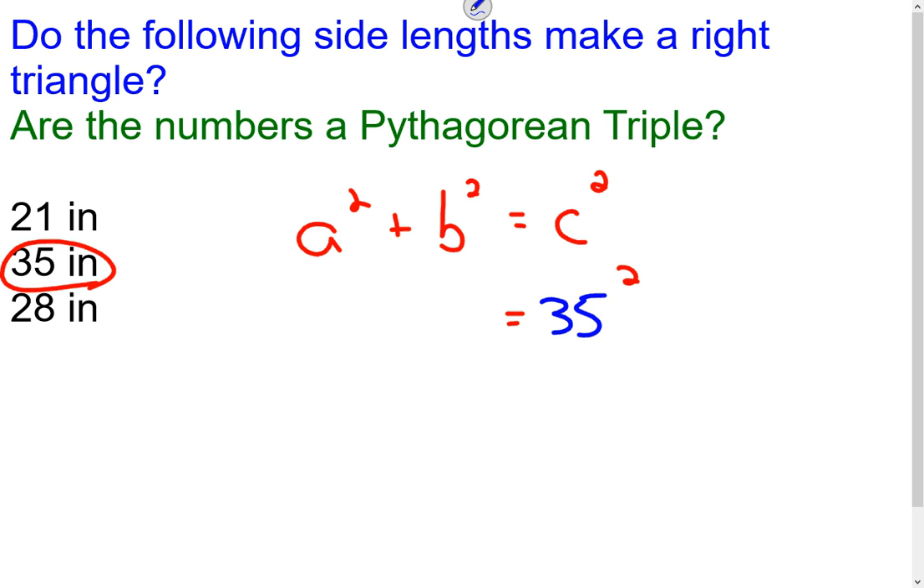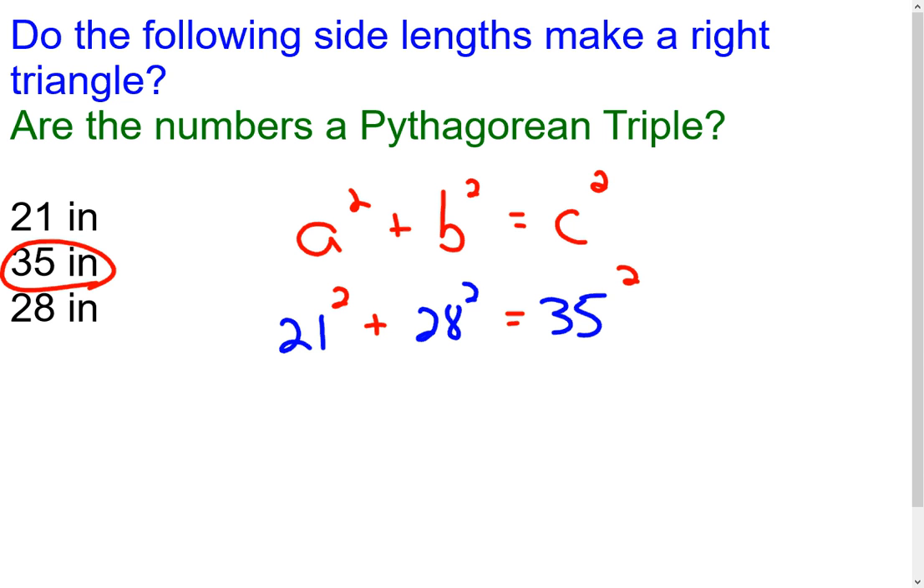And then the 21 and the 28 don't really matter where they go. I usually like to just put them in numerical order, and then I know I'll always have c being the largest side. So I'm going to have 21 squared plus 28 squared. Now it's just a matter of seeing, is this true or is it false?